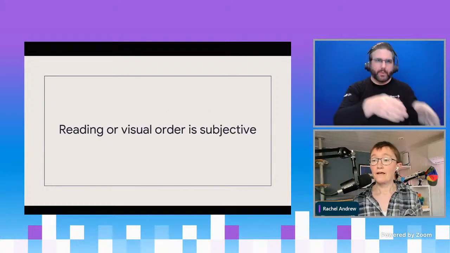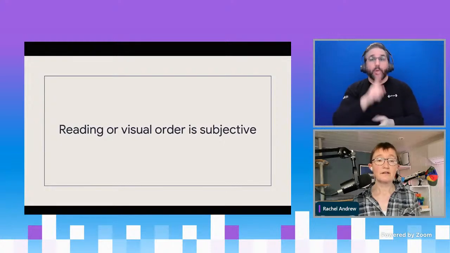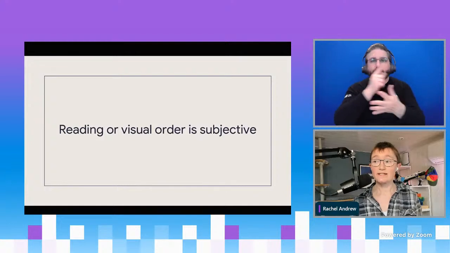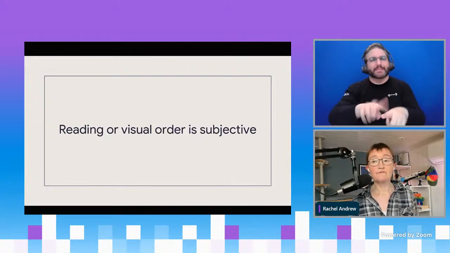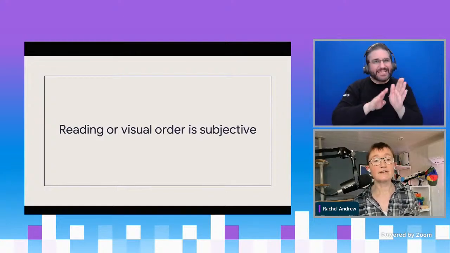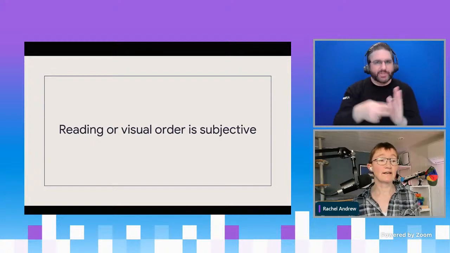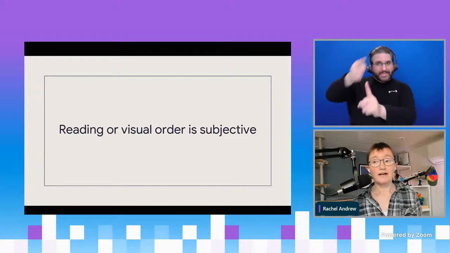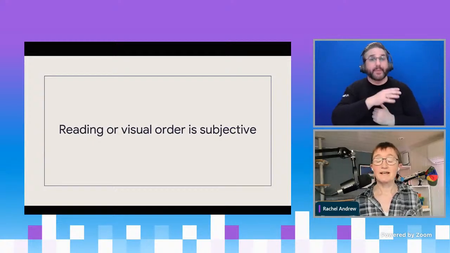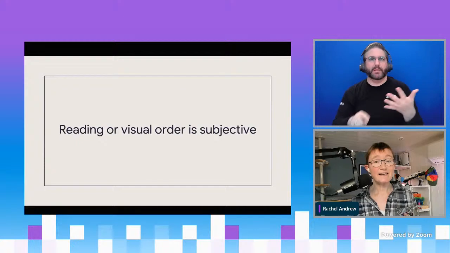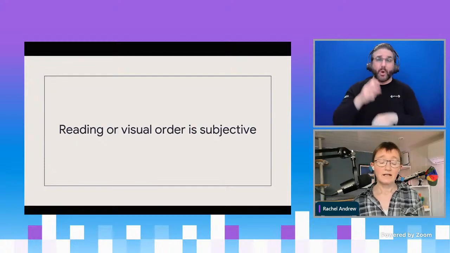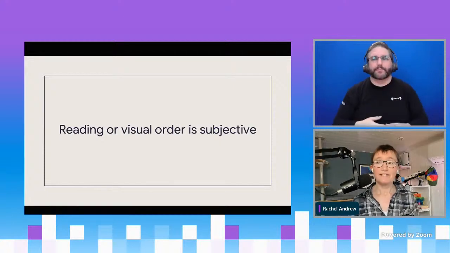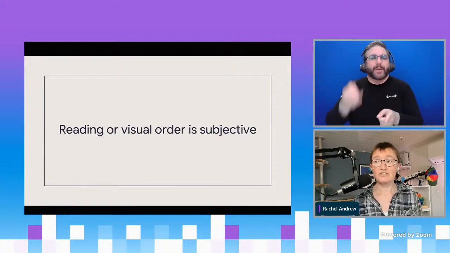And the real problem was that reading or visual order is actually quite subjective. It matters what the developer's intention was, and we actually can't always tell that from the layout. And it also turned out there's a lot of possibilities. And in fact, Flex is kind of harder than Grid. A good example of this is, what do you want to happen if you use flex-direction: row-reverse?